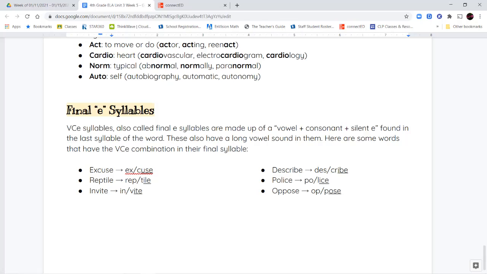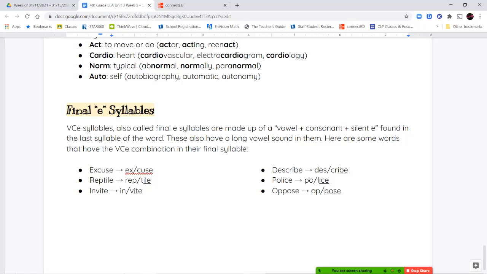So when you're seeing that vowel, then a consonant and silent E, you know that first vowel is going to make a long vowel sound. So I have some examples for you over here. So we have the word excuse. Excuse, you're going to split it into X. That's going to be your first syllable. And then cuse, you hear that long U sound in it. So it has that vowel, consonant, and silent E.